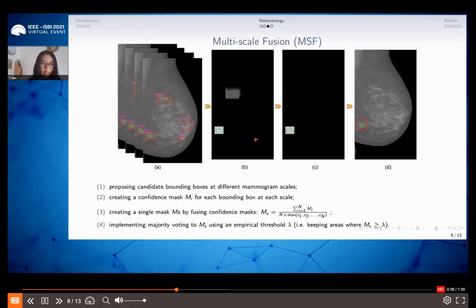After MS is created, we consider an empirical threshold lambda to implement majority voting on the fusion mask MS, which, in other words, is to keep areas where MS is greater than or equal to lambda. Afterwards, all connected regions of MS are assigned the same label. Finally, we measure the properties of labeled MS and find the bounding boxes that describe the fusion mask most properly.